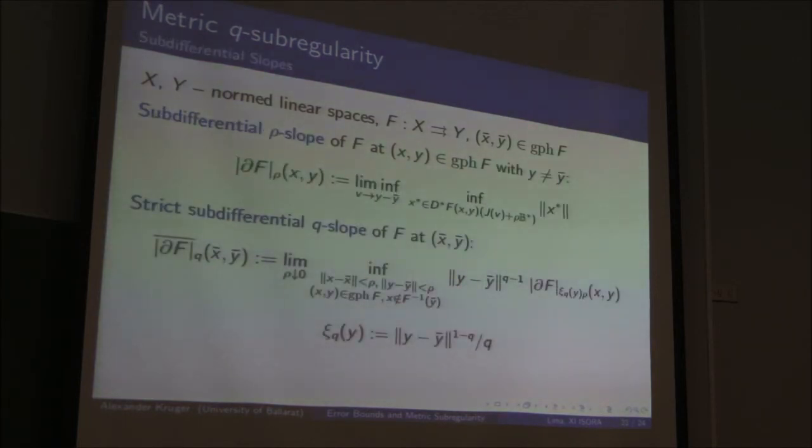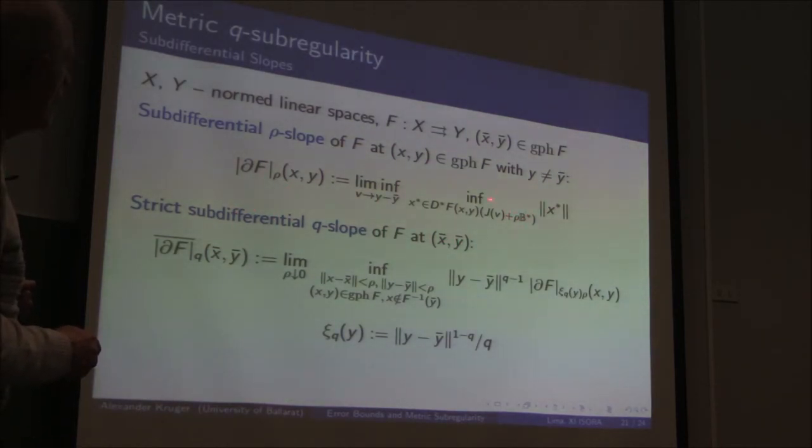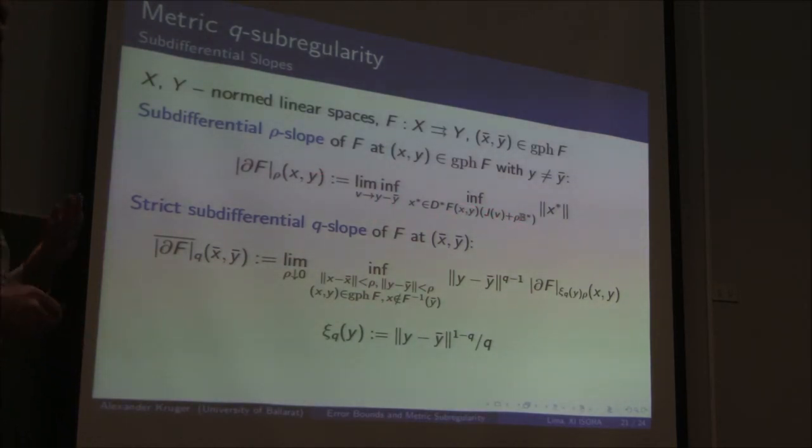So having this, the subdifferential slope can be defined, of course in a non-linear space setting, like this. Rho is here and rho is here. This is this duality mapping, and this is precisely what is needed, and possibly this is the only new thing in my presentation. The dual criteria for the metric subregularity property can be formulated using this strict subdifferential slope.